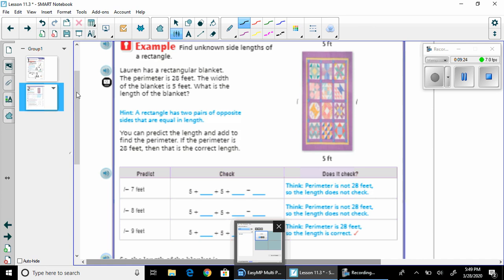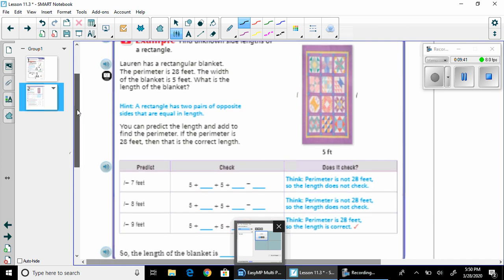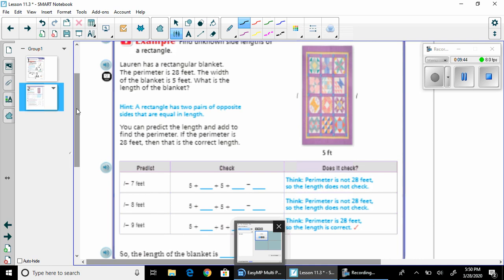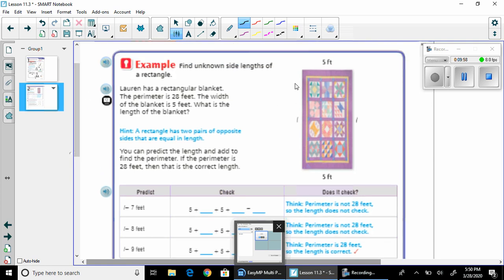All right, so the next page is similar. We are going to have a figure again, and we are going to be finding the unknown side. So this time we have our width. We are looking for our length. Okay? All right, so the story problem says Lauren has a rectangular blanket. The perimeter, or the distance all the way around, is 28 feet. Okay? The width is 5, so the distance from here to here is 5. And same up here, the distance from here to here is 5 as well. Okay, we are looking for our lengths.